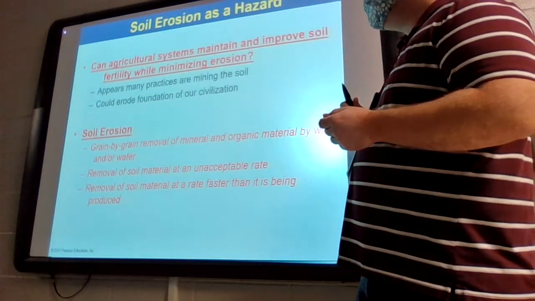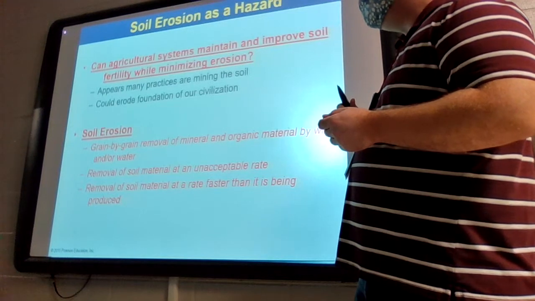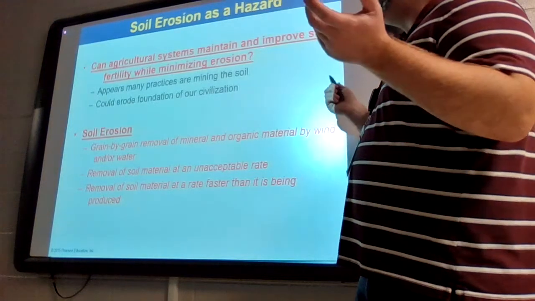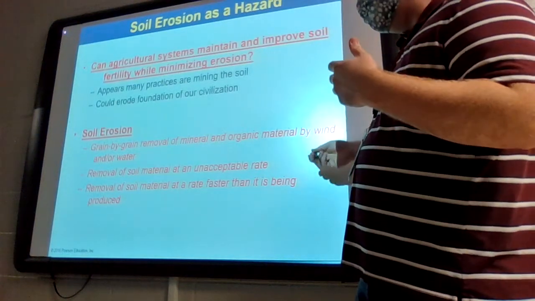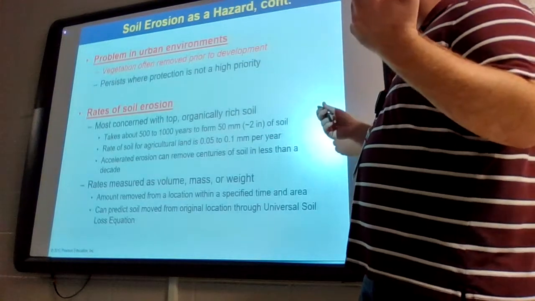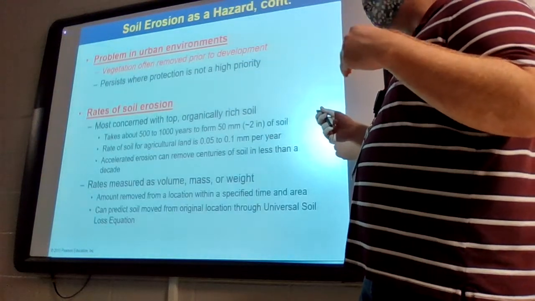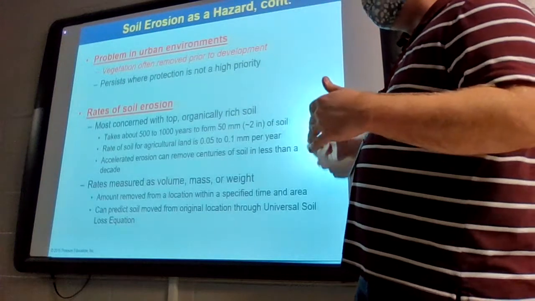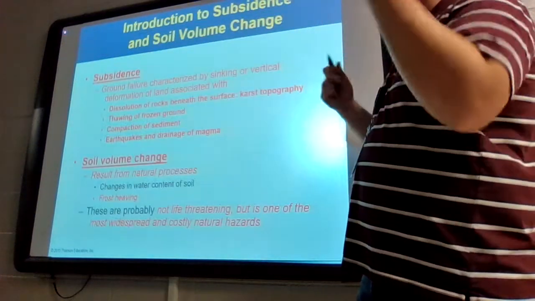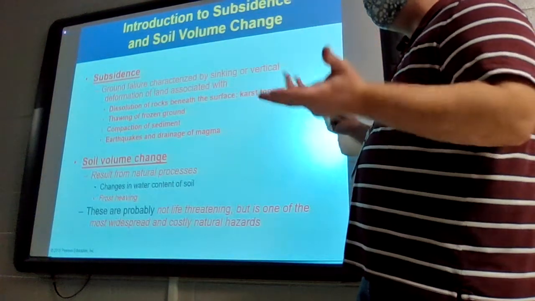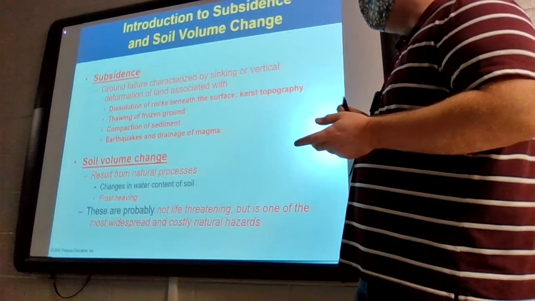Can agricultural systems maintain and improve soil fertility while minimizing erosion? The answer should be yes. You just have to work hard towards it. So in a lot of different industries, we're trying to be more conscious of soil, where the soil is going, what kind of minerals or pollutants happen to go into the soil.